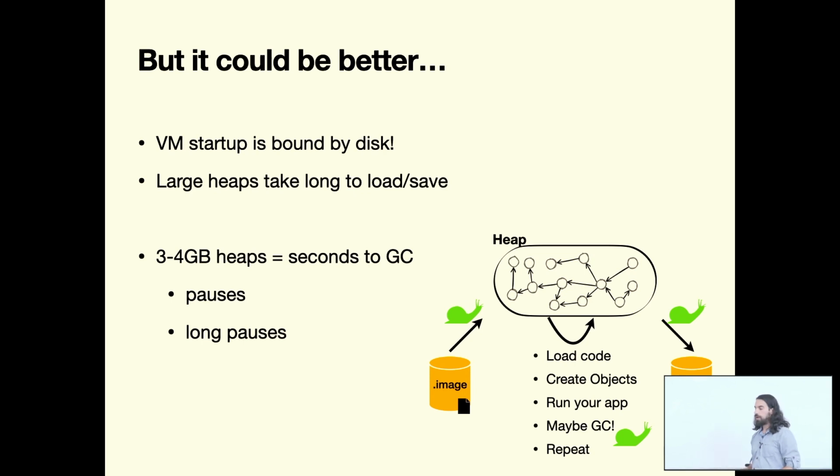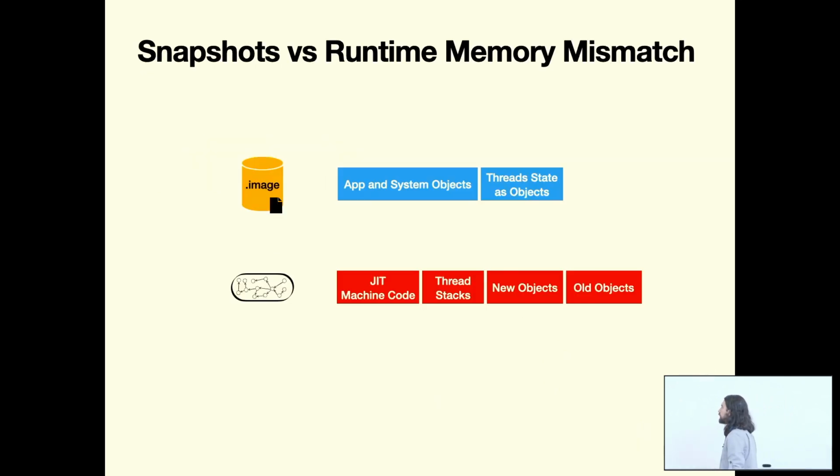So why is it that saving, GC, and storing or snapshotting is slow? Let's first understand how the model is behind it. Inside the image file, we are going to store all of your objects, so your application and system objects, and the threads, so the processes and the context, so that once you load, you can continue executing.